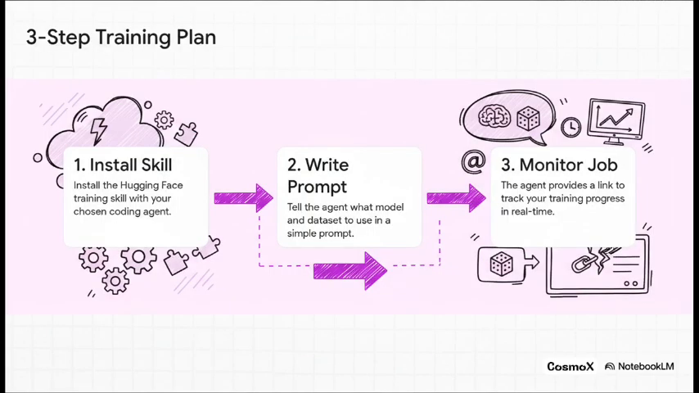The whole process really just breaks down into 3 super straightforward steps. First, you install the Hugging Face skill into your agent. Second, you write a simple prompt telling it which model and which dataset you want to use. And third, you just click the link it gives you to monitor the training job live. That's it. That's the whole thing.